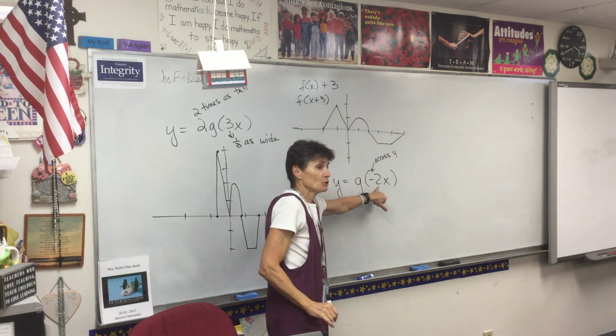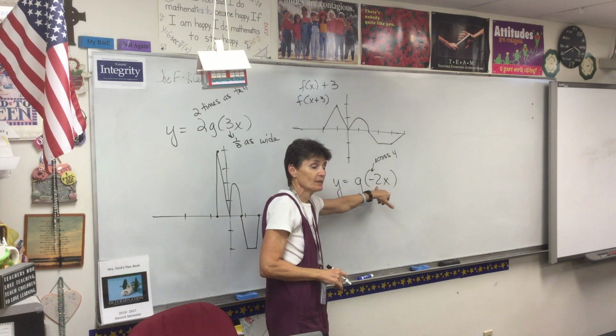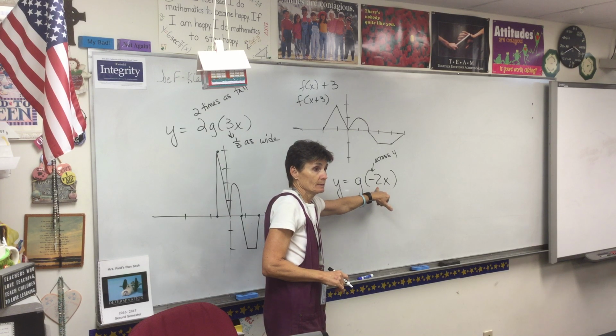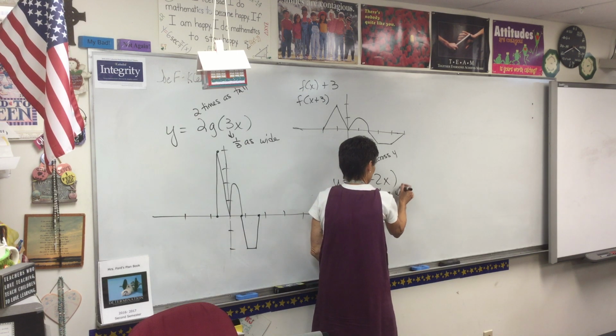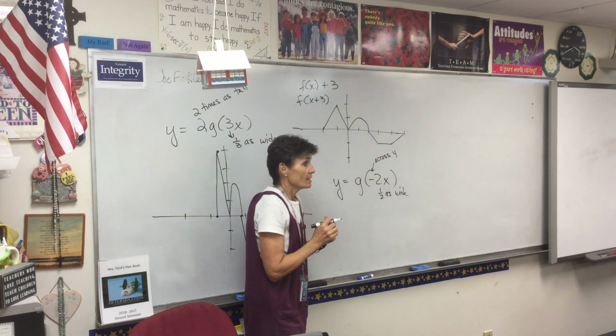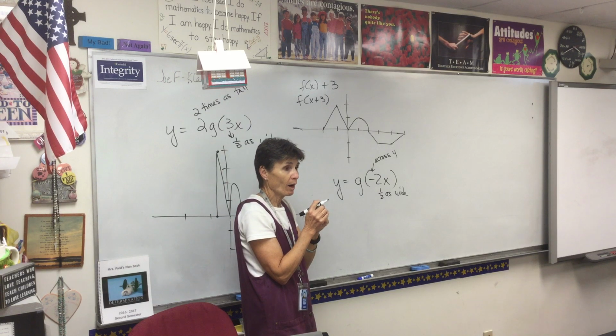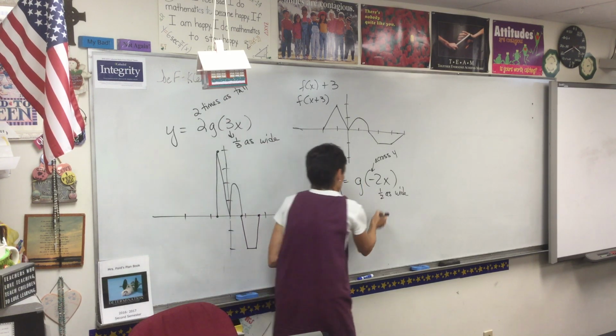All right. Now I put a 2 there. Now look where that 2 is. It's inside the parentheses. So what's that going to do, that 2? It's going to divide the width, right? So isn't this going to be half as wide? So every piece of this is going to be half as wide and flipped sideways.